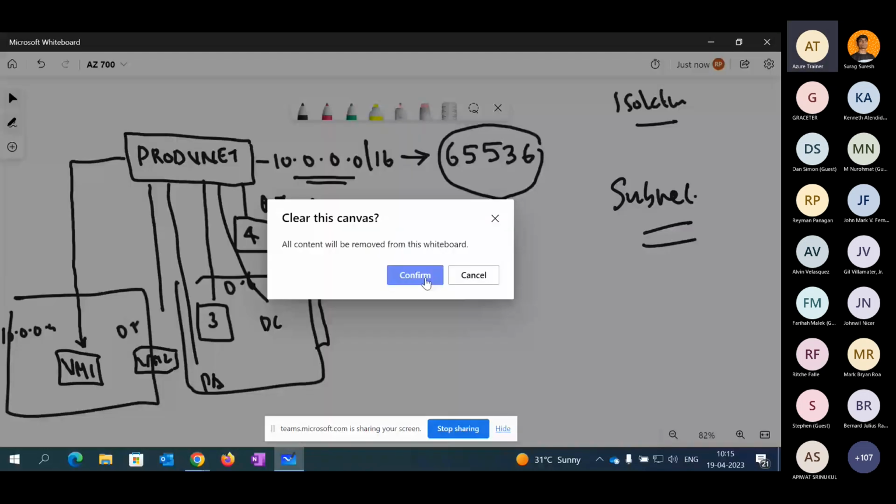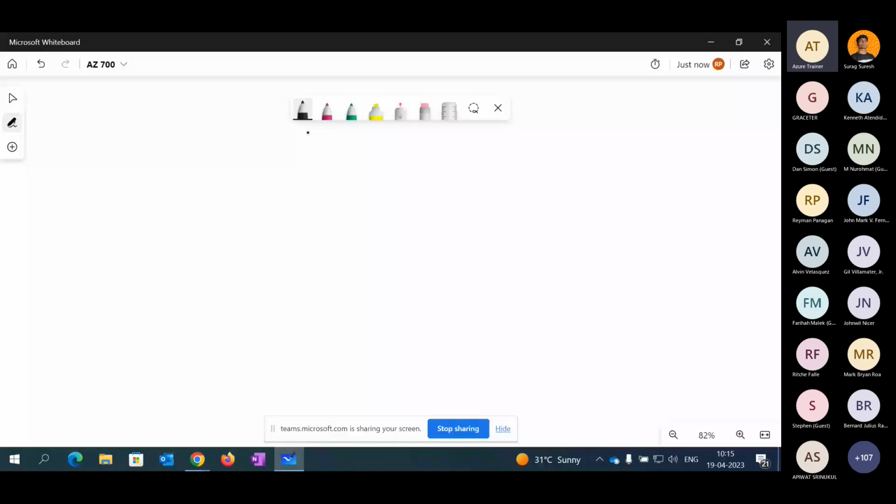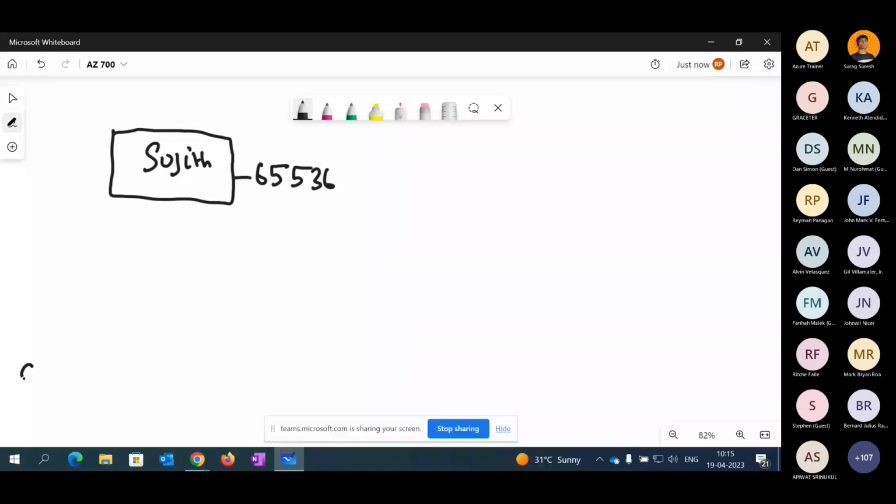Let me give you a scenario. Now in Qatar, the FIFA World Cup is happening. I'm just giving a scenario. Here we have Sujit and Candy. Sujit got 65,536 tickets for soccer, the World Cup football. Everyone in your department or organization who needs a FIFA World Cup ticket can go and talk to Sujit. Sujit will distribute the tickets, and the ticket numbers start from 0 to 65,536.